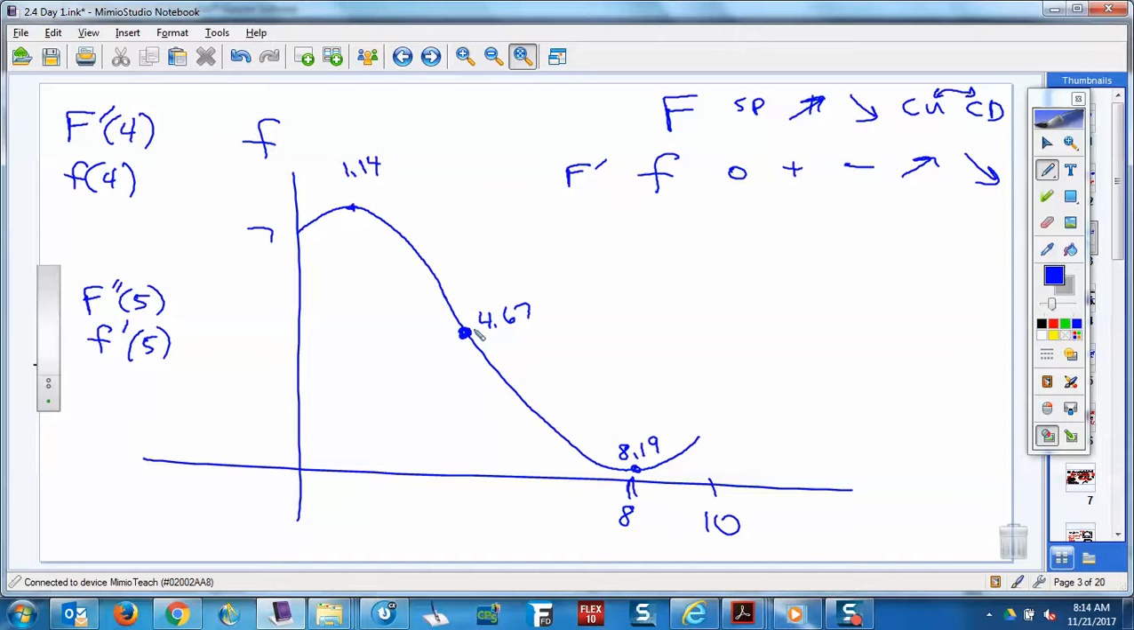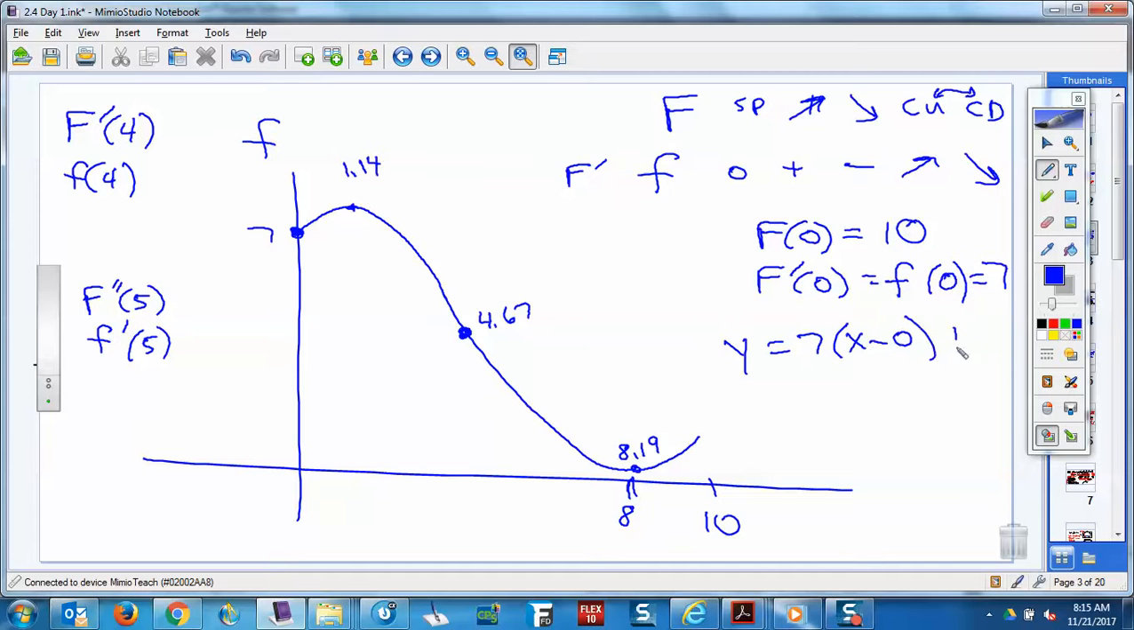What's the equation of L? In the directions, they say L is the tangent line to big F at 0. So we need big F at 0, and we need big F prime at 0, right? We need the point and the slope. Well, big F of 0, they told us, was 10. Big F prime is the same as little f. And what's little f at 0? 7. So now we got our point and our slope.